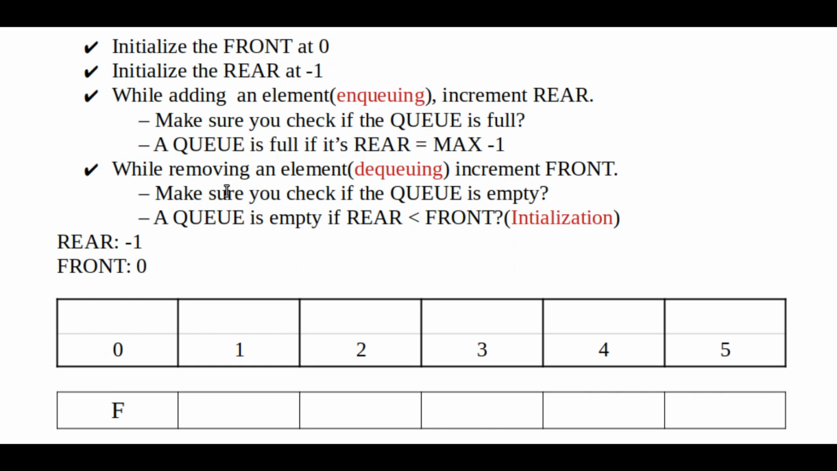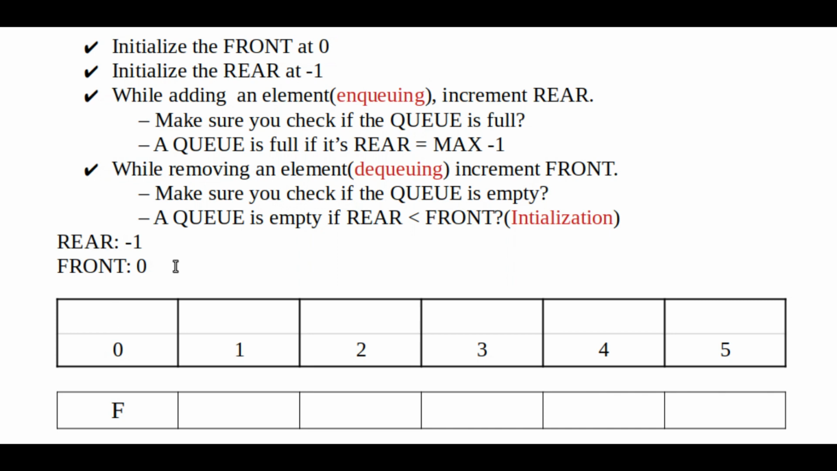Similarly, before you remove an element, you have to make sure that the queue is not empty. The queue will be empty if the rear is less than the front. We can deduce this from the initialization step also. You can see that the queue has no element right now, and the rear is at -1 and the front is at 0. Since rear is less than front, the queue is empty.